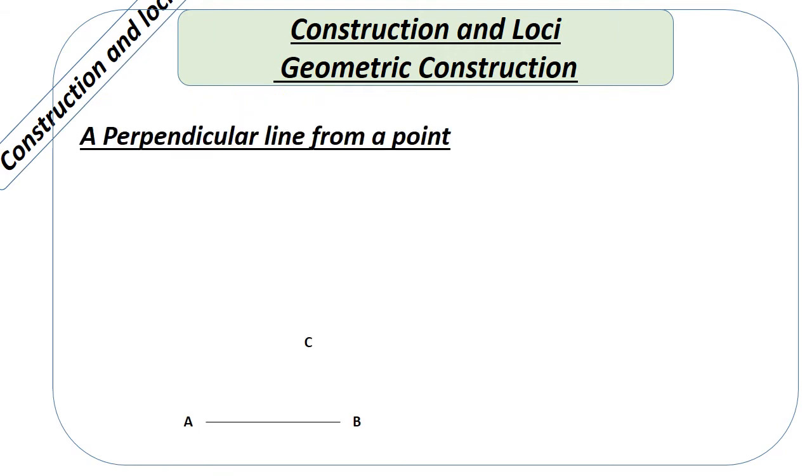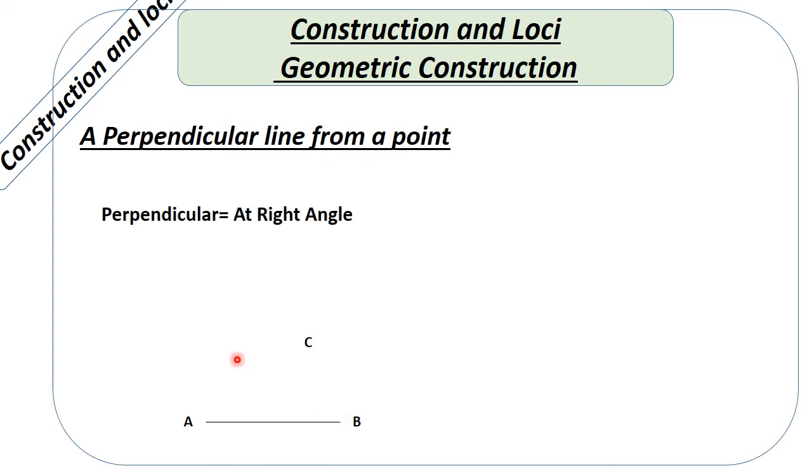So the next is a perpendicular line from a point. This is just a line that cuts the other line at 90 degrees, but not necessarily a bisector, just perpendicular. So it can be any line, it can pass through here as long as it is at 90 degrees, but not at the middle. So usually you have a line already drawn like this.